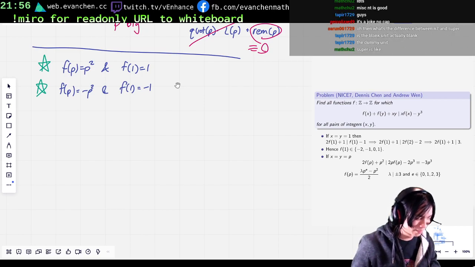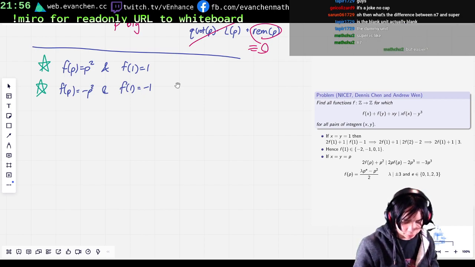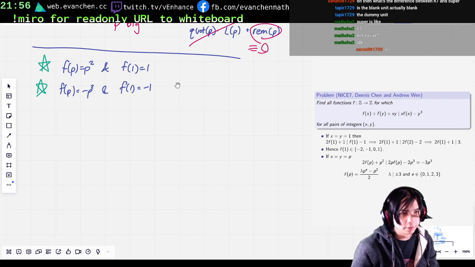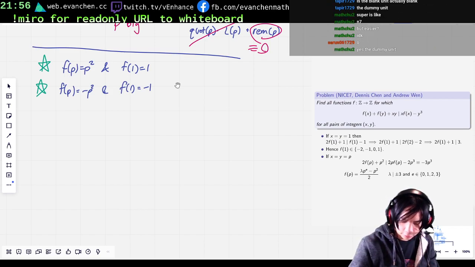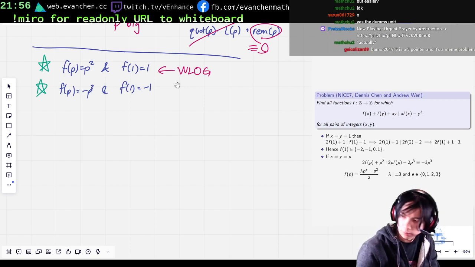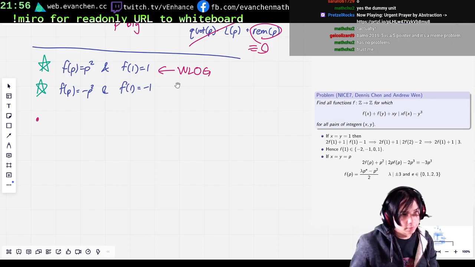That problem is... Yeah, the dummy unit has no problems, unsurprisingly. Okay, so now what we're going to do is, without loss of generality, let's suppose we're in this case. The other case should be exactly the same by just negating f or something. Well, I'll just do the first case because I think the other case is the same.